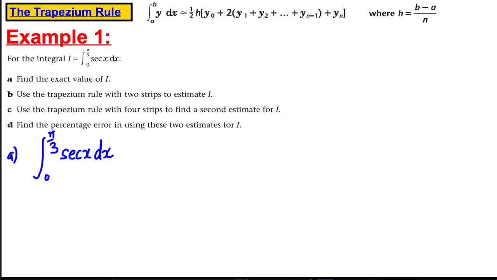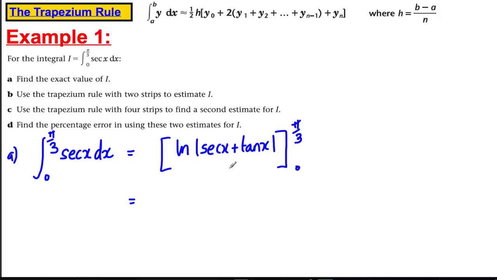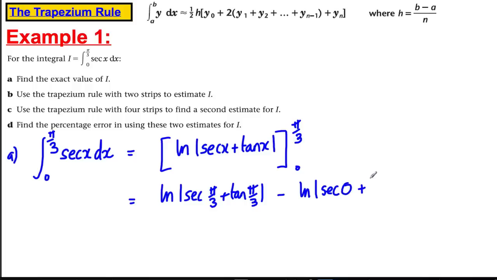You're trying to work out this integral, you look at the formula booklet, and when you integrate that, you get ln of the modulus of sec x plus tan x, between 0 and pi by 3. So what you do is you put pi by 3 in, and then you subtract the answer when you put 0 in. So it's ln sec of pi by 3 plus tan of pi by 3, subtract ln sec of 0 plus tan of 0.